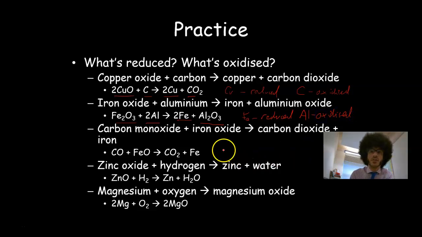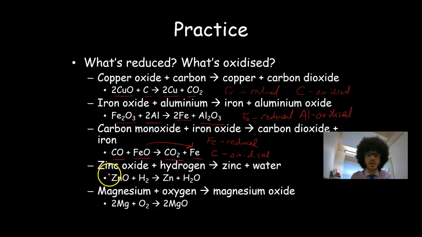Let's have a look at the others. So here, my carbon monoxide plus iron oxide turns into carbon dioxide plus iron. Let's start with the iron first of all. I go from FeO to Fe. You can see that this loses an oxygen as it goes from here to here. Therefore, my iron, because it's lost oxygen, has been reduced. However, my carbon starts with one oxygen, but then turns into two. Therefore, my carbon has been oxidized because it's gained that extra oxygen atom.